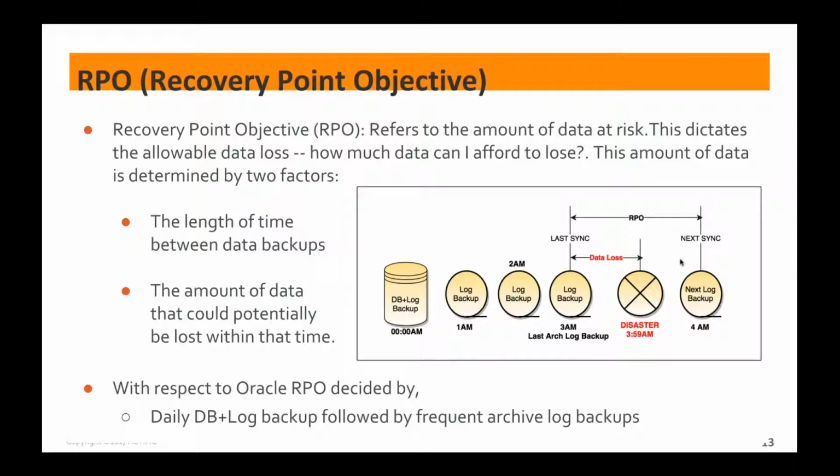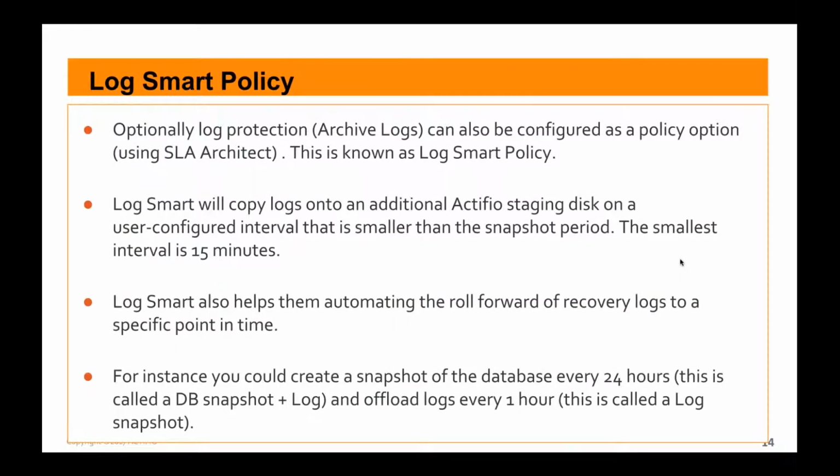And with these LogSmart policy backups, once we have archive redo logs on top of your daily DB incremental backups, you can have a roll forward point in time recovery. If you combine a daily incremental backup with your SLA LogSmart policy archive log backups, you can choose an image and roll forward to wherever you want based on available archive logs. So that is the beauty of this LogSmart policy.